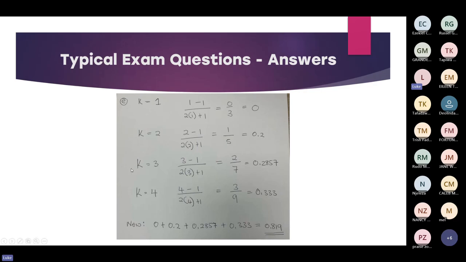0.819. So what we have just done, we said when K is equal to 1, we just put the 1. So if you can see from what we are given, K minus 1, then here it's 2K plus 1. So we are just putting the value of K so that we get the result when K is equal to 1, then when K is equal to 2, when K is equal to 3, and when K is equal to 4. Because we've got our lower limit as 1 and our upper limit is 4. Then after that, we are going to add all our results to get the total summation. So if they say evaluate that formula, the answer for that question will be 0.819.